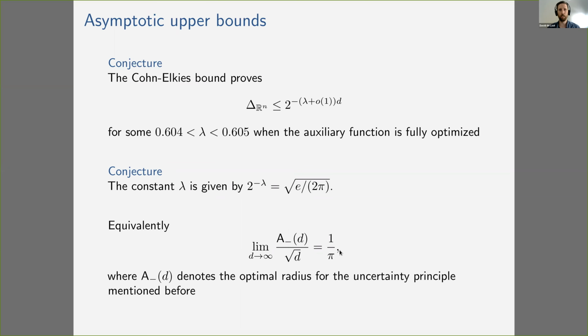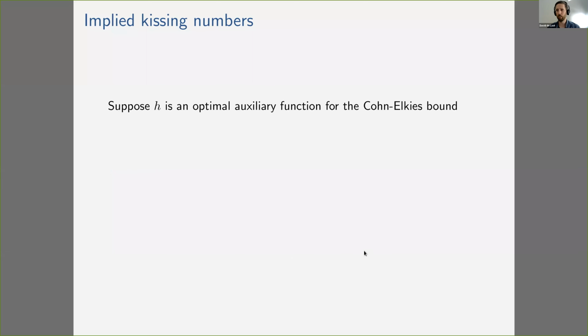Okay, so in the paper, as I said, we gather numerical data in high dimensions, and the whole paper is about analyzing this numerical data in many different ways. In this talk, I don't have time to go into all of this because I also really wanted to explain the background. But there's one other thing I want to show you, and this has to do with implied kissing numbers.